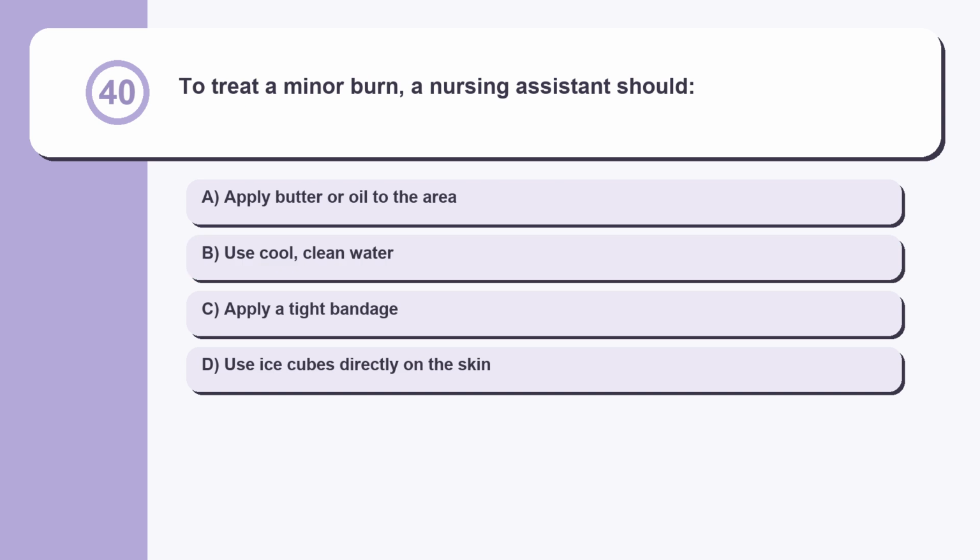Question 40. To treat a minor burn, a nursing assistant should apply butter or oil to the area. Use cool, clean water. Apply a tight bandage. Use ice cubes directly on the skin.